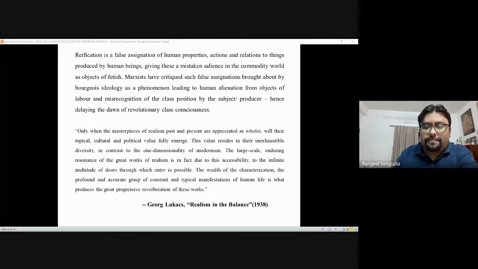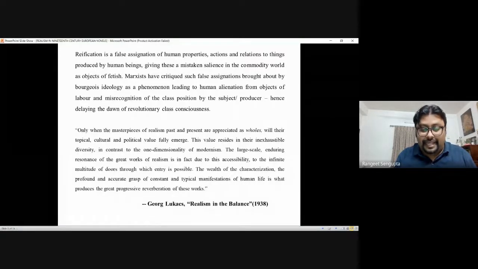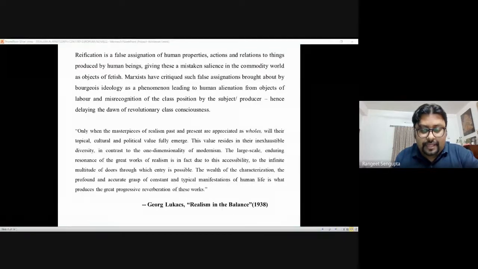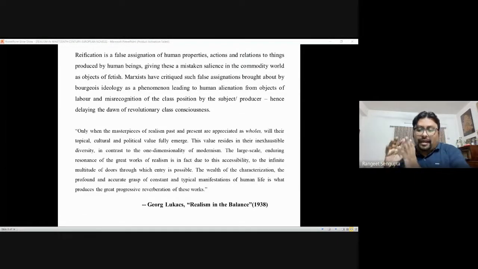Yet the realist tradition upheld, according to Lukács, a revolutionary process which liberates, because it connects the parts of disparate subject-object reality into a Hegelian sublated totality. In the essay, Realism in the Balance, I have a quote from that essay as a second extract on your screen. This was published in 1938. Lukács celebrates this and counterpoints it to the rising tide of what he called anti-realist modernist fiction.